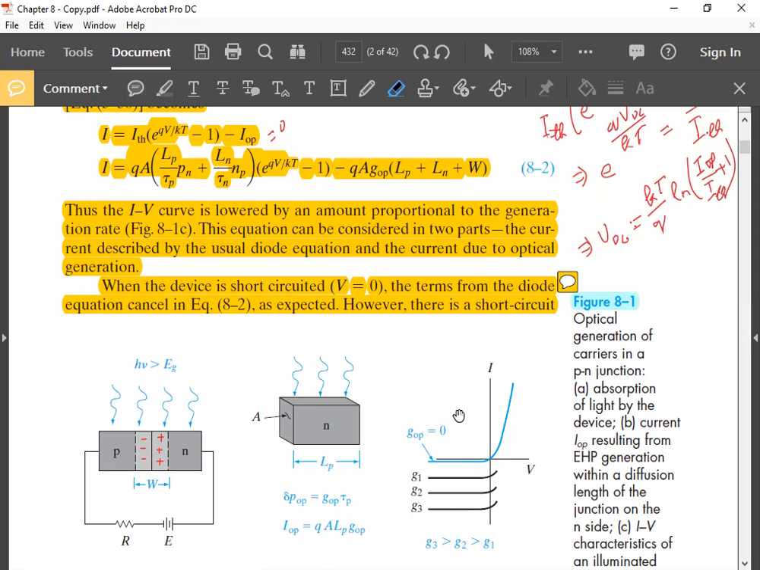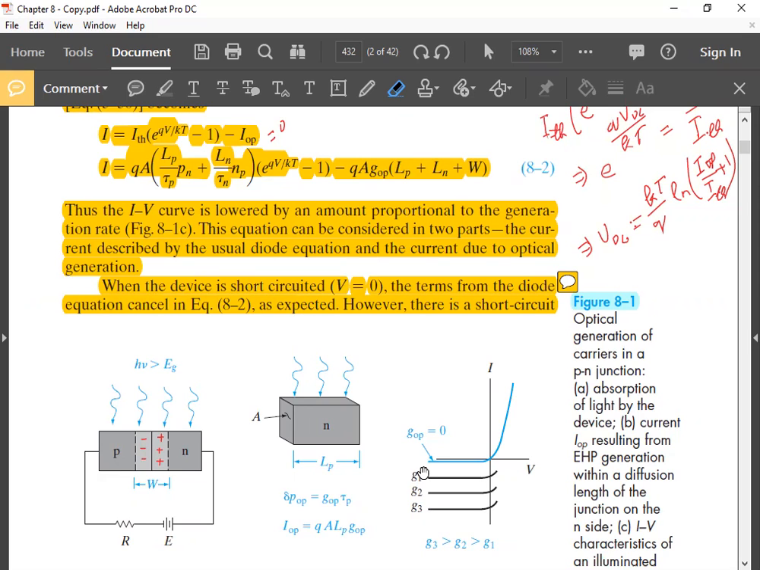Here, these G1, G2, G3 are different optical generation rates. G3 is greater than G2, G2 is greater than G1. By varying the intensity of the light, you can vary the optical generation rate, right? Yes, sir. Varying intensity of light means what? The number of photons you are supplying per second. If you change that, GOP will change.